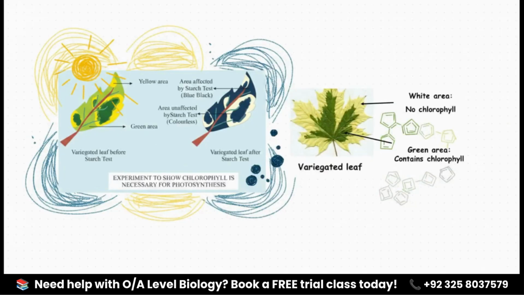And this brilliantly illustrates exactly why we do this test. A variegated leaf is naturally patchy, right? Look over at the leaf on the left. It has green parts packed with chlorophyll and white or yellow parts that don't have any. Now, after running our starch test, look at the result on the right. Only the areas that were originally green turn that striking dark blue-black color. The white areas, they remain totally unaffected. This is undeniable visual proof that chlorophyll is absolutely mandatory for photosynthesis to happen.